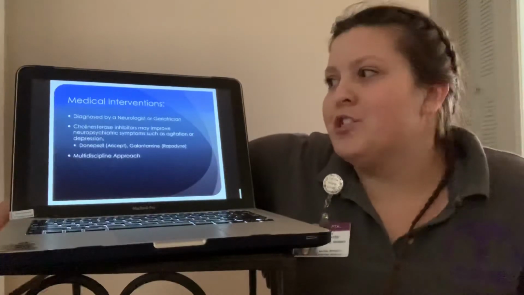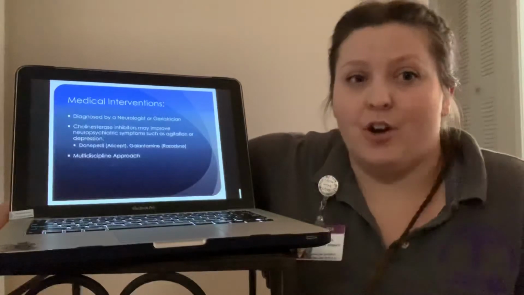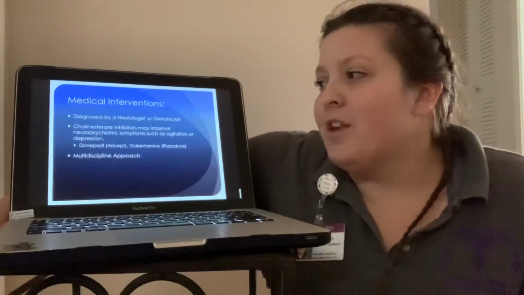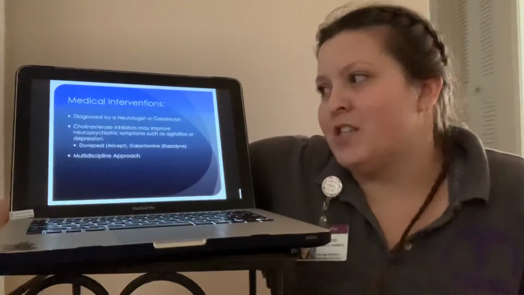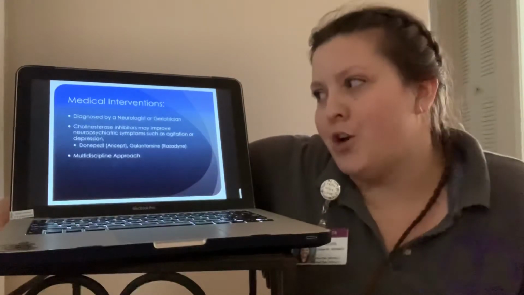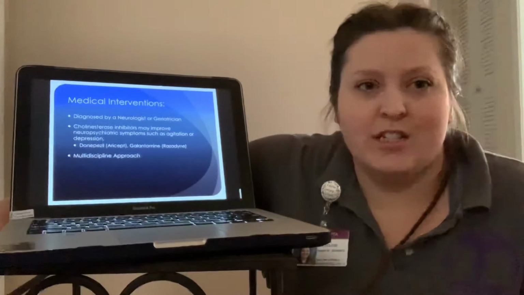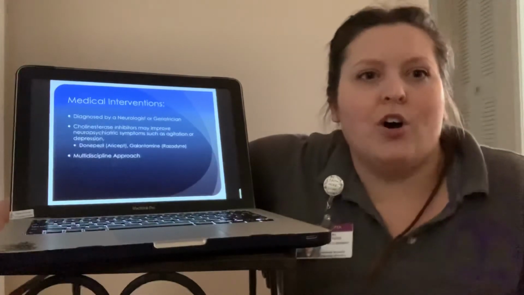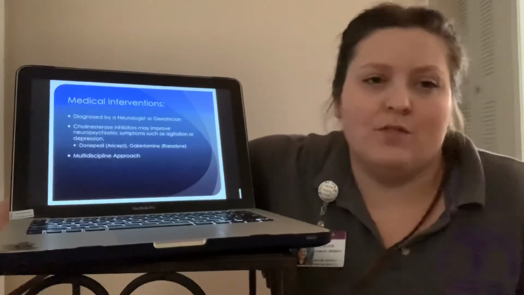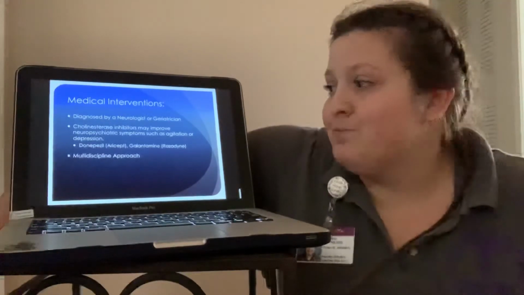So some medical interventions, like I said, it's hard to diagnose, so it's usually diagnosed by a neurologist or a specialist in the geriatric population. They usually prescribe cholinesterase inhibitors, which have been proven to, or may, improve neuropsychiatric symptoms such as agitation and depression. Overall, that can help their mood and get them engaged more instead of sitting at home and not working their muscles or increasing their flexibility.